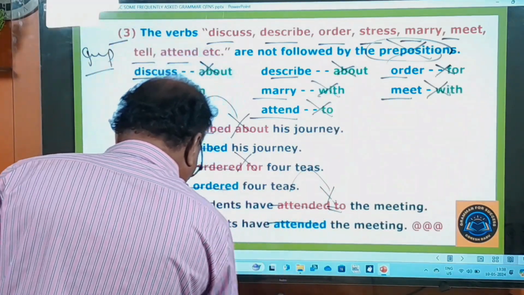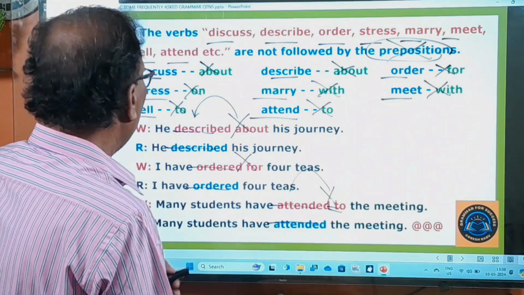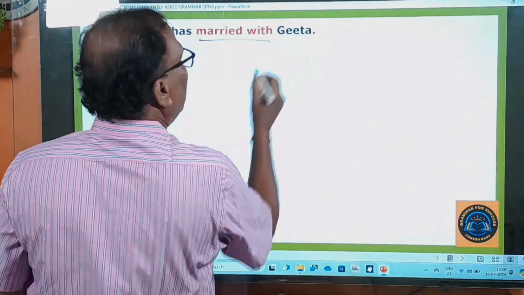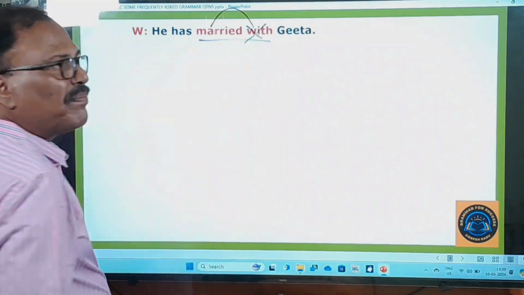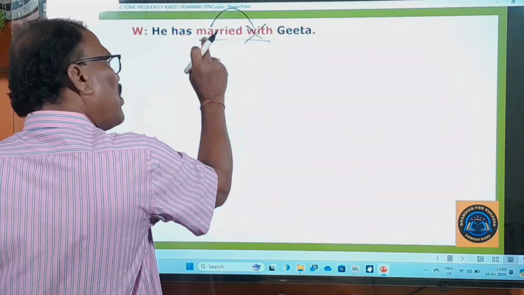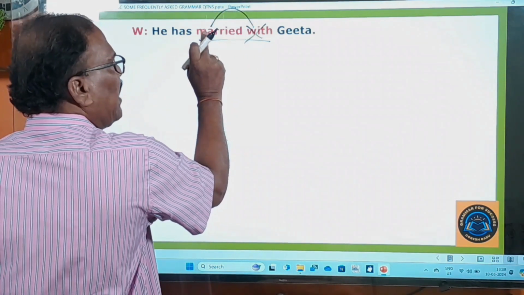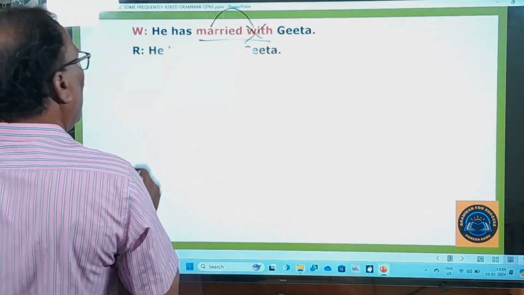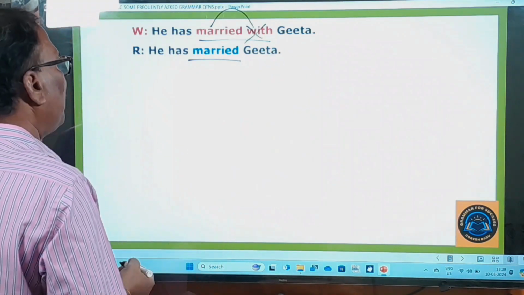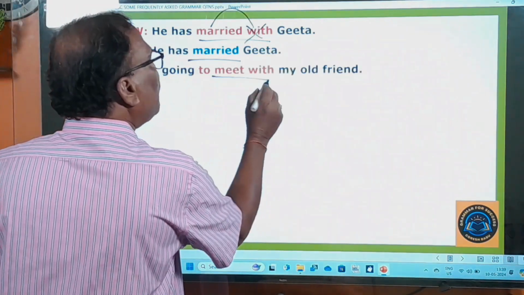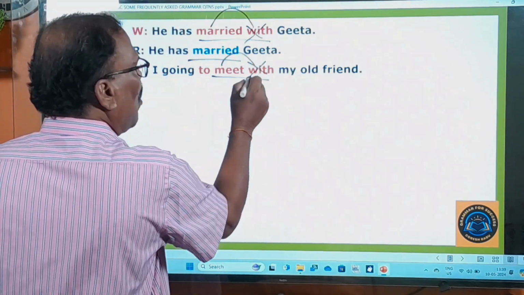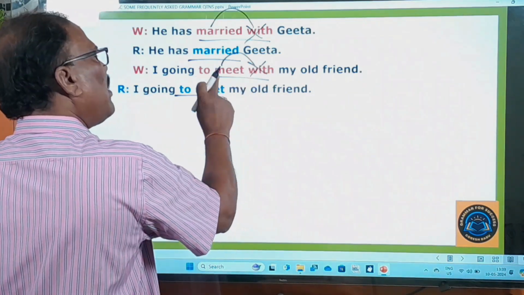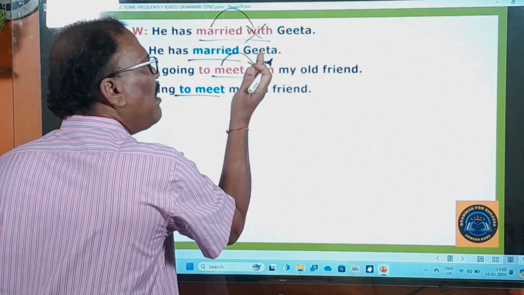Okay. And now let's move on to learn a few more examples I have given. So let us learn even them also. One more example is given here. He has married with Geeta. See, married with, this is wrong. Because the meaning of this with is already in this verb marry. And therefore, again using this preposition with after this is wrong. Therefore, you have to say, he has married Geeta. That's enough. And one more example, I am going to meet with my old friend. Meet with is wrong. You have to say, I am going to meet my old friend, because the meaning of this with is already in this verb meet. Why use this with again?